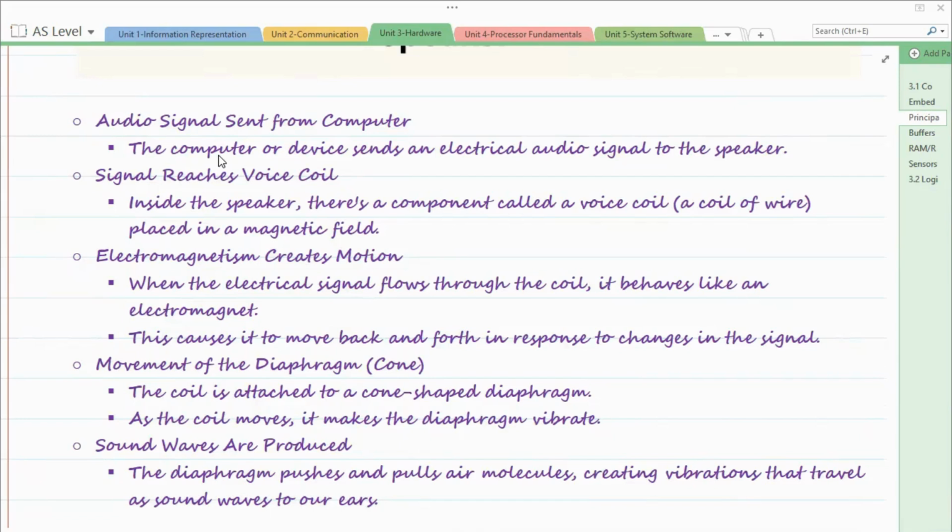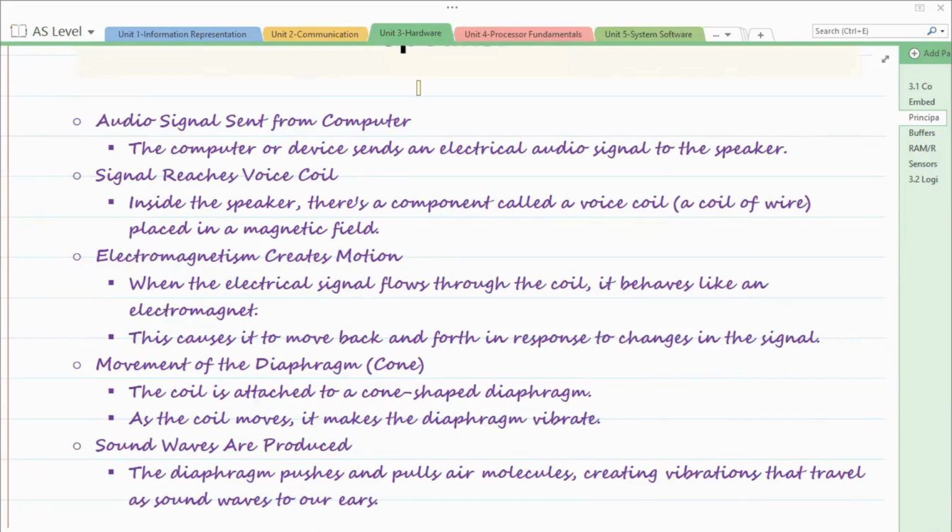As the electrical current passes through the coil, it generates a changing magnetic field. This magnetic field interacts with the permanent magnet's field, causing the voice coil to move rapidly back and forth. Since the coil is attached to the diaphragm, the diaphragm also moves, pushing and pulling the surrounding air. This movement creates vibrations in the air, which our ears perceive as sound.